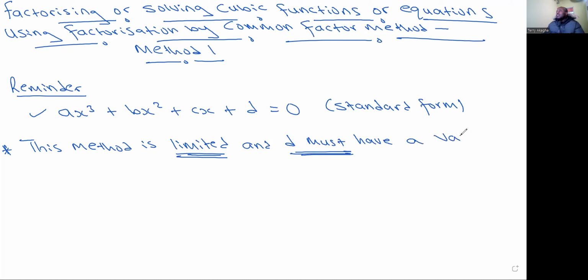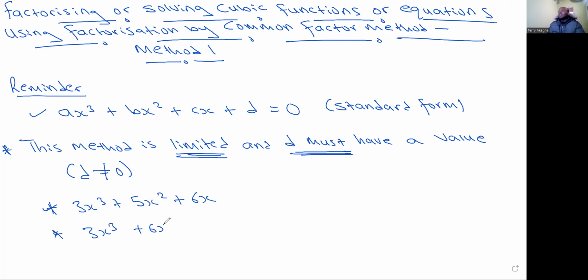So that means in this case, d must never be equal to what? 0. So you can't have something like 3x cubed plus 5x squared plus 6x, for instance, and you can't use this method here. Or maybe you cannot have, let's say, 3x cubed plus 6x. You can't use it here because the value of d in these cases is what? 0.